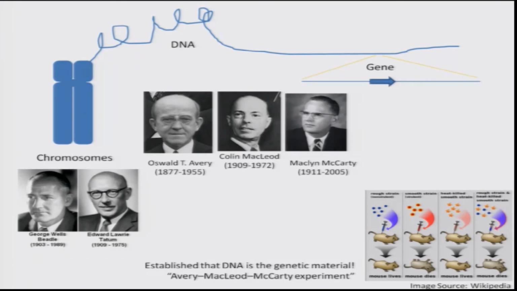By then we knew that in all living systems, a cell has three major biomolecules, protein, nucleic acid, and lipid, and also carbohydrate and so on, and they were able to show that it is not the protein, but the DNA that gives the phenotype.